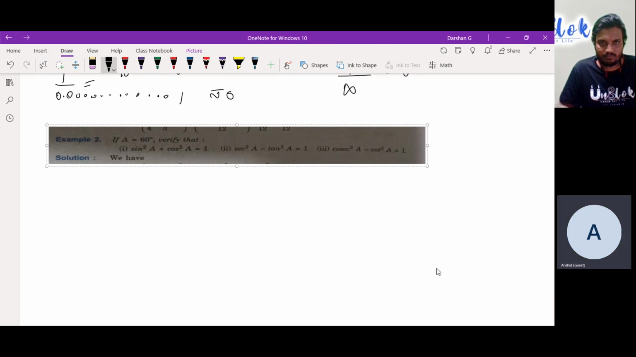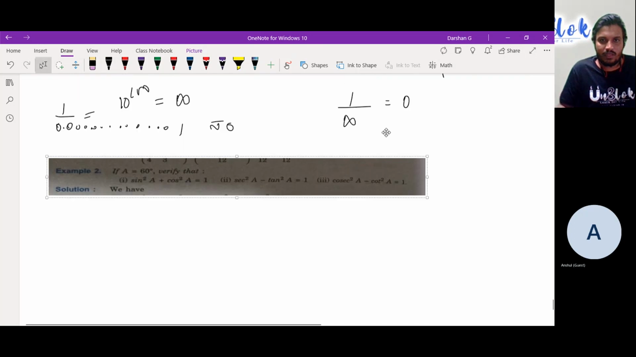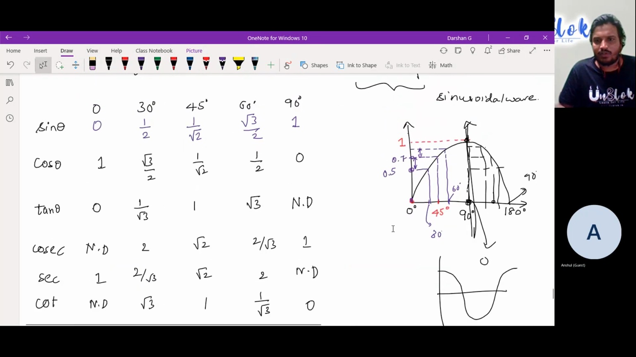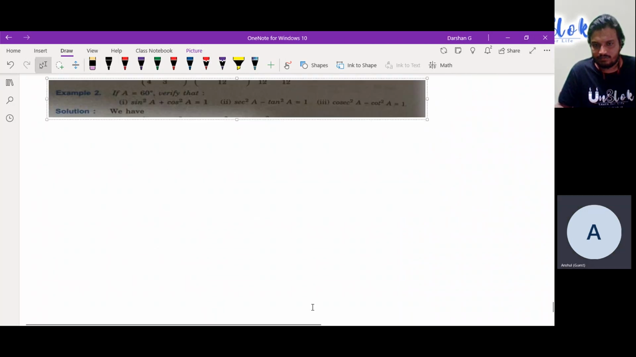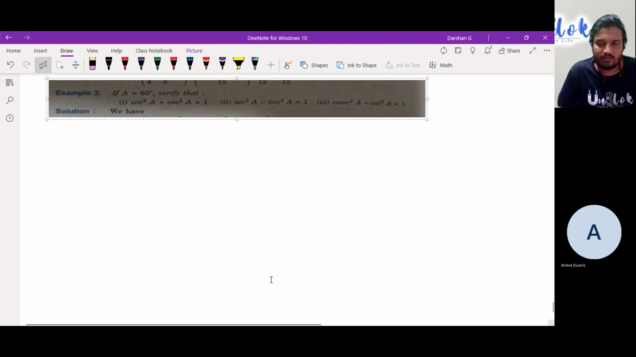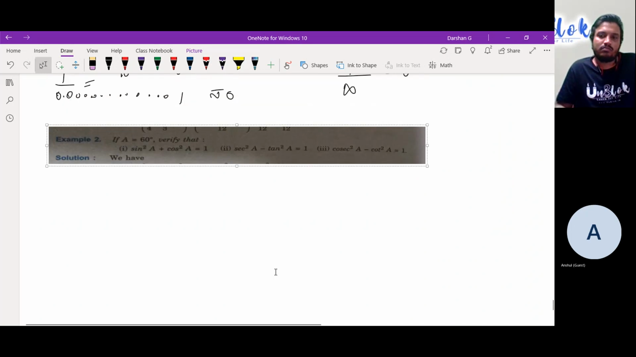Sir, can I just write the trigonometric table before I start? Yeah, for now I think you can refer to your book if possible. Yes, sir. Refer to your textbook so that when people come, it will be easy for them as well.